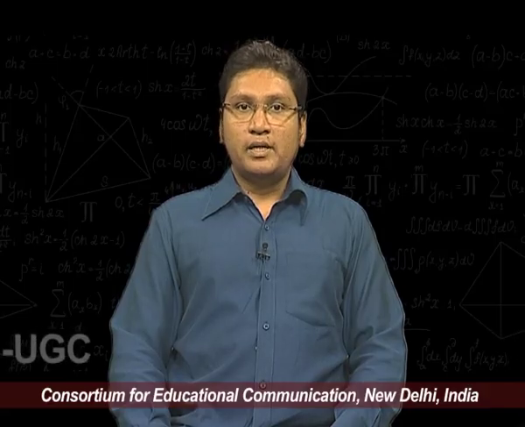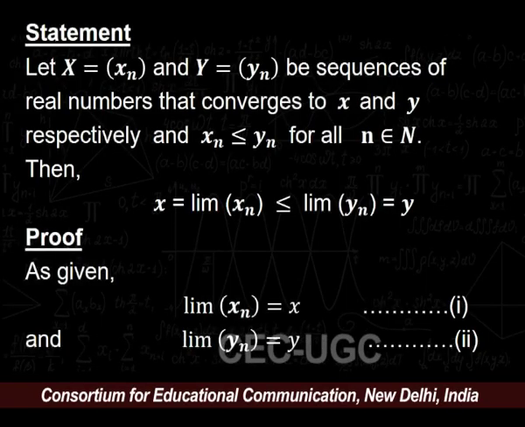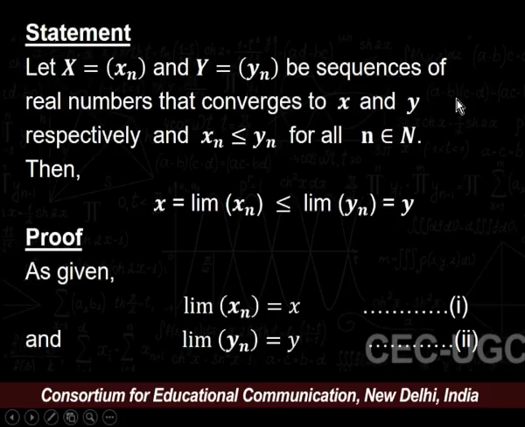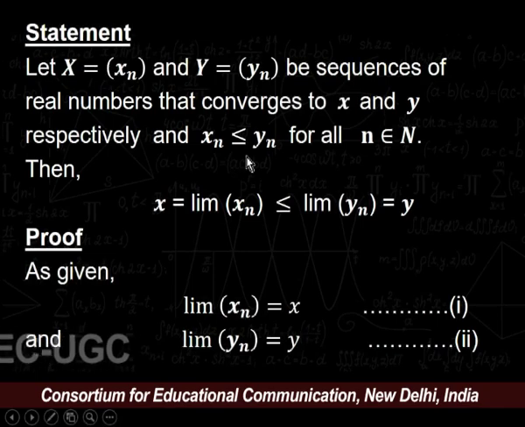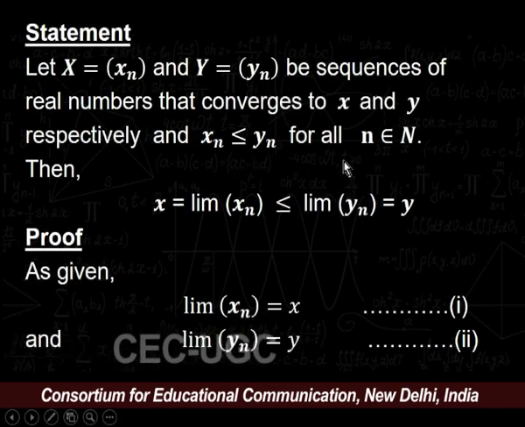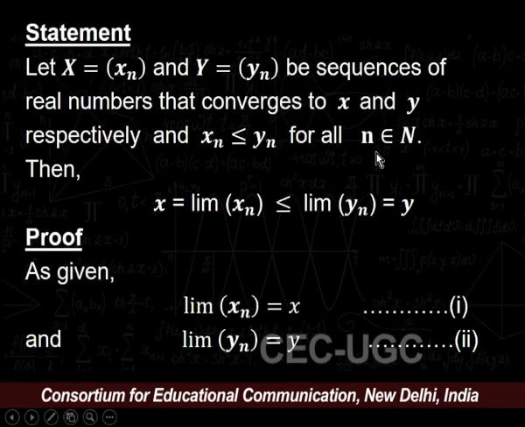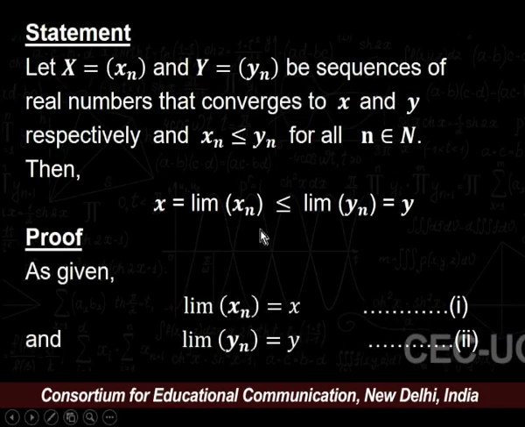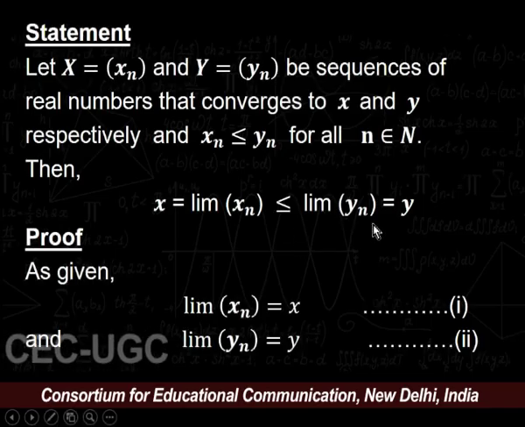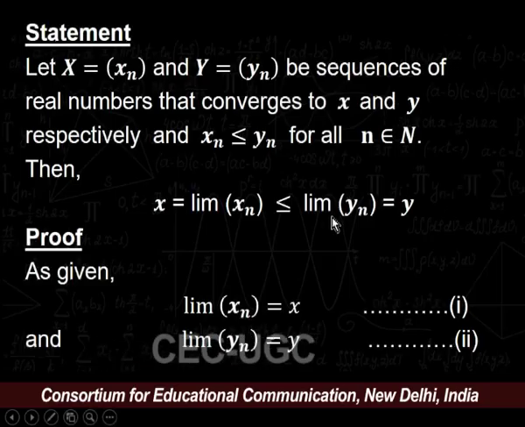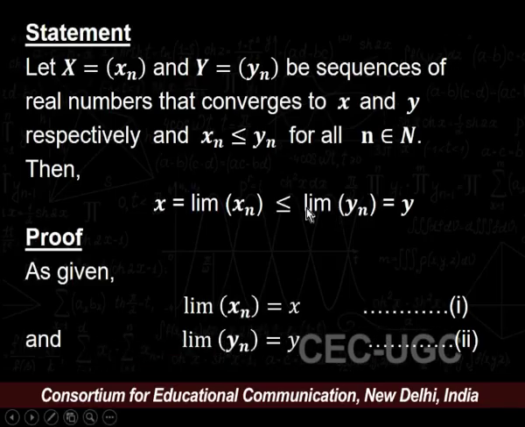Our first result is: let X = (xn) and Y = (yn) be sequences of real numbers that converge to x and y respectively, and the sequence xn is less than or equal to yn for all n belonging to the natural numbers. Then we have limit of xn is less than or equal to limit of yn, that means x is less than or equal to y. Let us start with the proof.